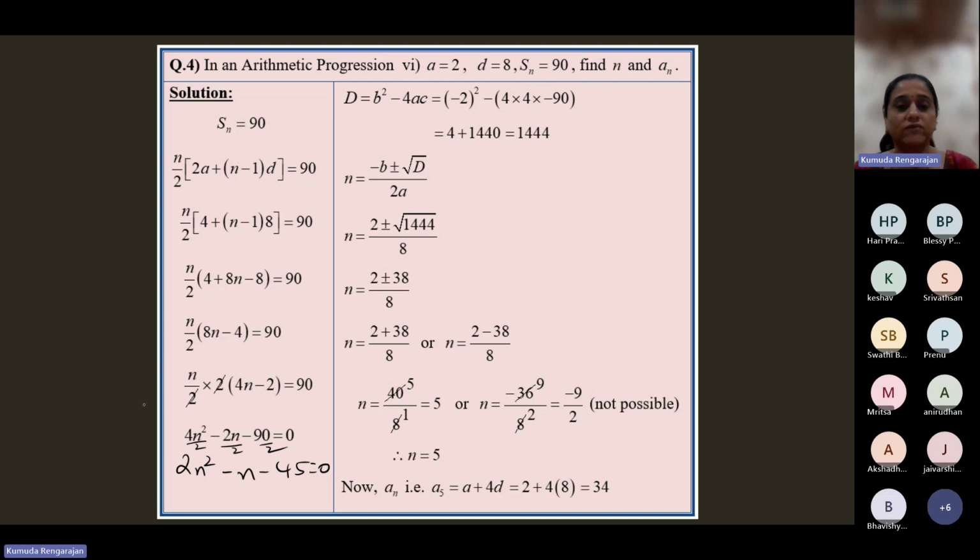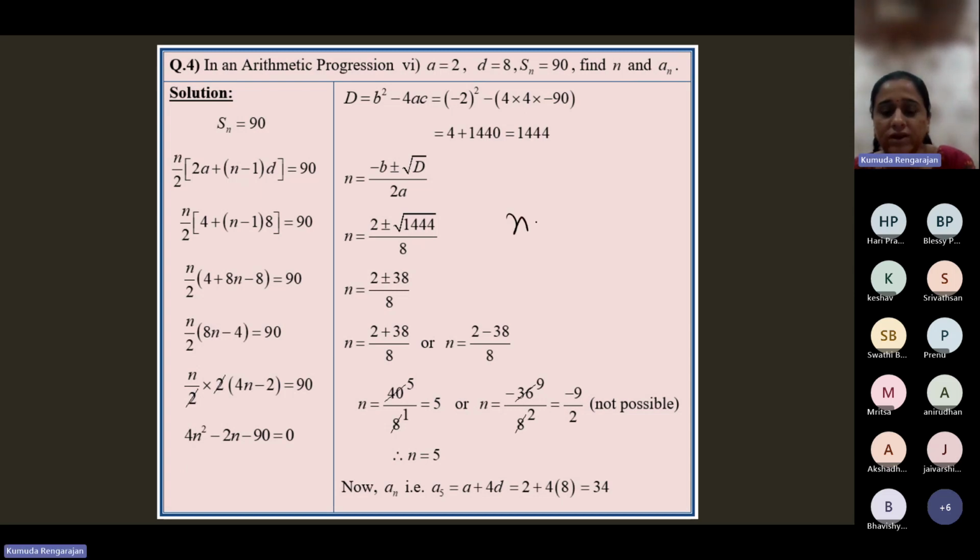Here I've used the quadratic formula, and n is 5 or n is minus 9 by 2. Minus 9 by 2 is not possible. So n is 5. The question is to find n and an. So n is 5, and now we have found the n value. You can work out both an and a5.